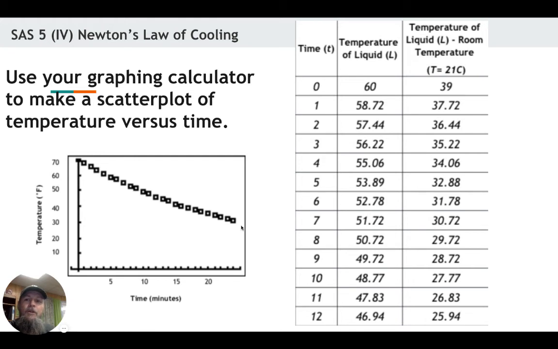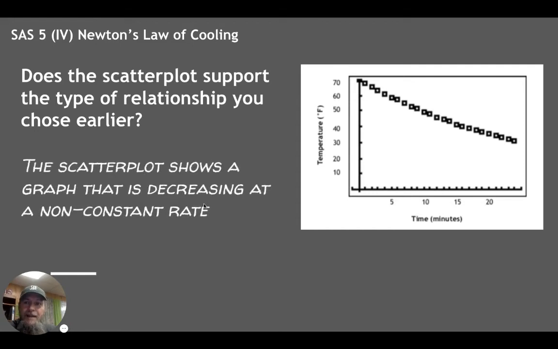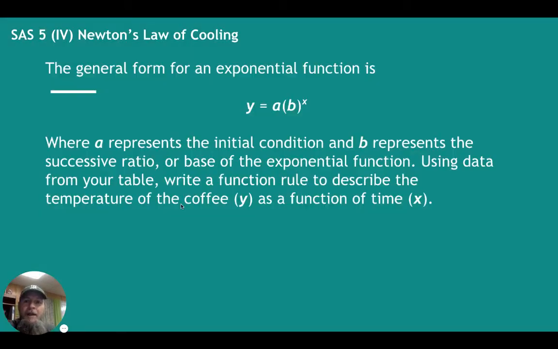And if you were to look closer and closer, you'll notice that over the course of a long period of time, that will actually curve and bottom out somewhere. Where do you think that bottoms out at? We'll discover that in one of the next slides. Does the scatter plot support the type of relationship you chose earlier? Yes, it does. It shows the graph that is decreasing at a non-constant rate.